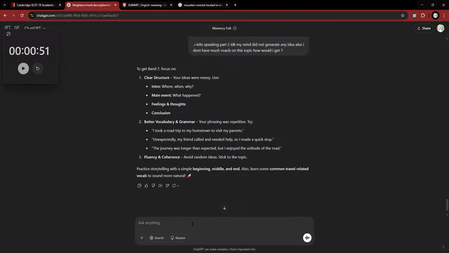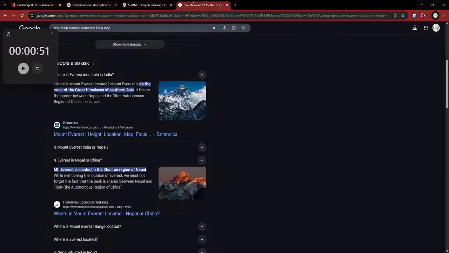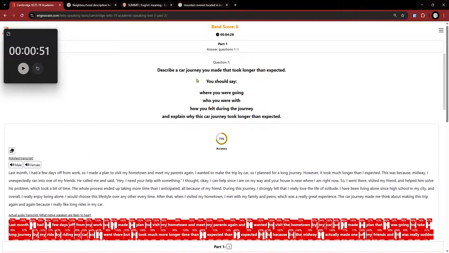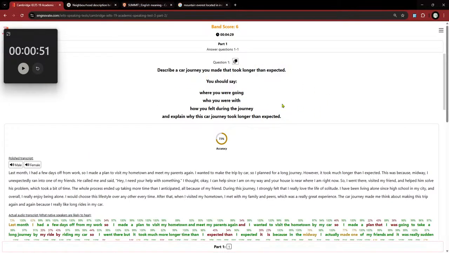I took a road trip to my hometown to visit my parents. Unexpectedly, my friend called me and needed help, so I made a quick stop. The journey was longer than I expected because I enjoyed the solitude of the road. Coherence: avoid random ideas, stick to the topic. What is the main topic? What is the main topic though? Describe a car journey you made that took longer than expected.